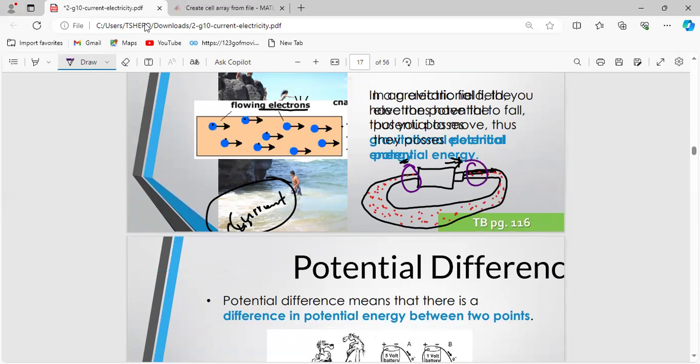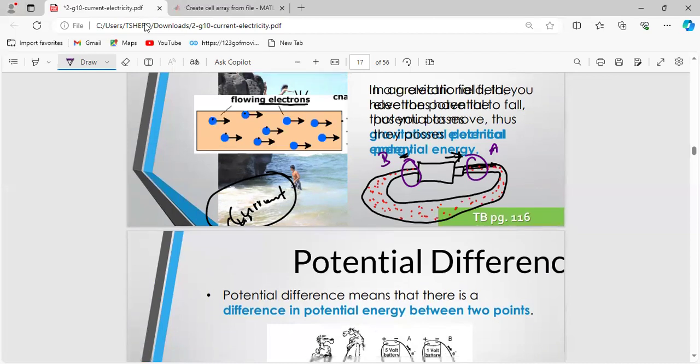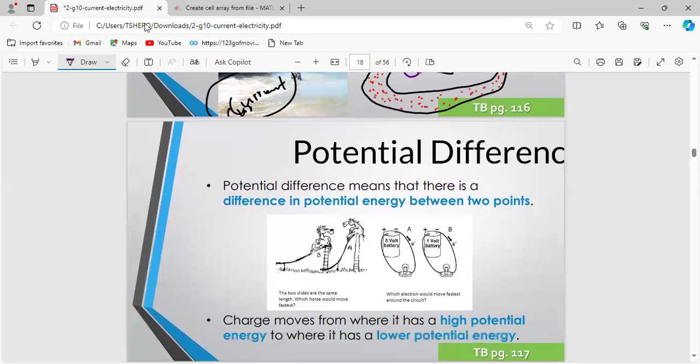So from this point, which is point A, I'll call this point B, the potential difference at this point is high because it's a positive terminal. And then the potential difference at point B is zero because it's far from that. But because the electrons are flowing, the potential difference can be different at different points, okay? So that means here when they say to us, difference in potential energy between 2 points, charges move from where it has high potential energy to where it has low potential energy.